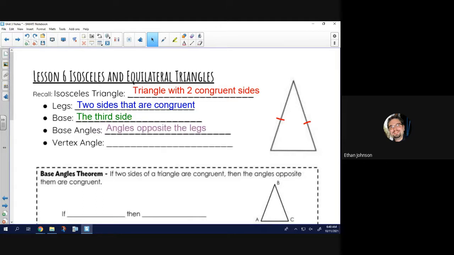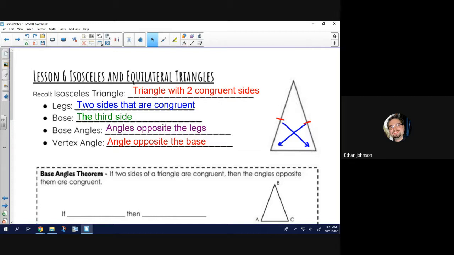Next is base angles. Angles opposite the legs. So the angles opposite of our two sides that are congruent are our base angles. So the two angles on the bottom in this picture are our base angles. And then the third angle is actually called our vertex angle. It's the angle opposite the base. It's also the angle between our two congruent sides.